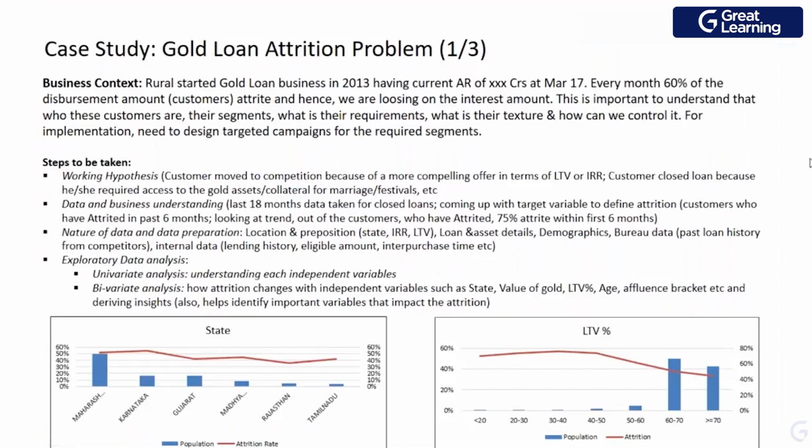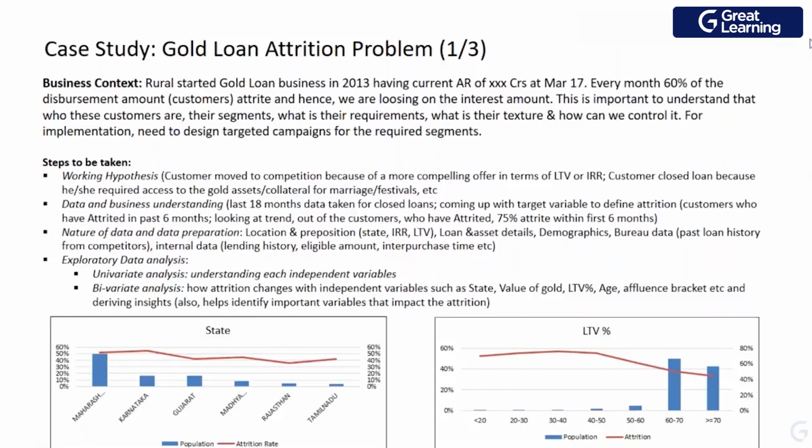Bureau data is usually captured if you have a past loan history from competitors. That's when you have a bureau history. And when you have not taken any loan from the competitors in the past, you have no bureau history. That's how we usually generate a CIBIL score, based on your bureau history. And then you will also have your internal data. Internal data means what is the lending history of the customer, how much eligible amount you're eligible to take as a loan, what is the interpurchase time between two loans, what is the interpurchase time of that loan.